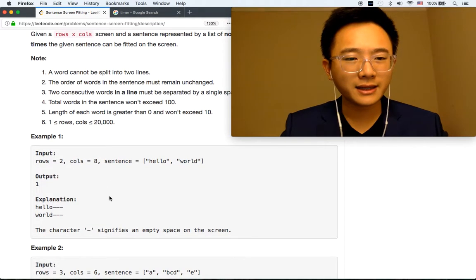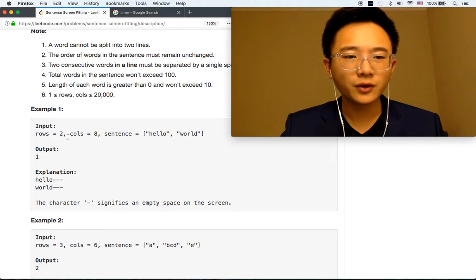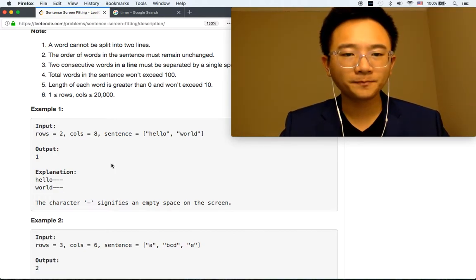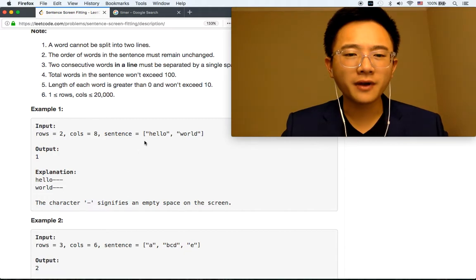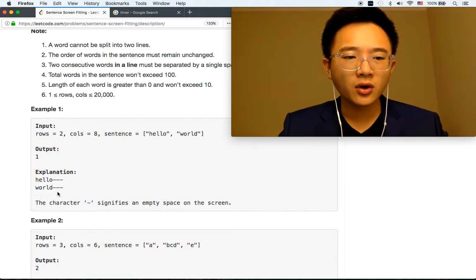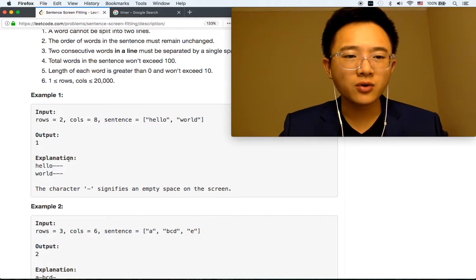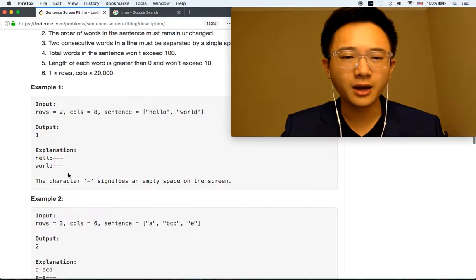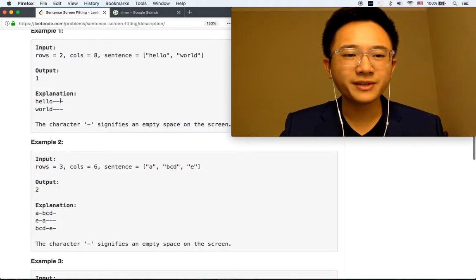Right now, let's take a look at the examples. So we have 2 and 8, which is 16. 16 is the product. So if we have hello world in a sentence, since we have 2 rows and each row has 8 columns, each row can only contain one word, hello or world, because we can't fit hello space world on one row, on this particular row.